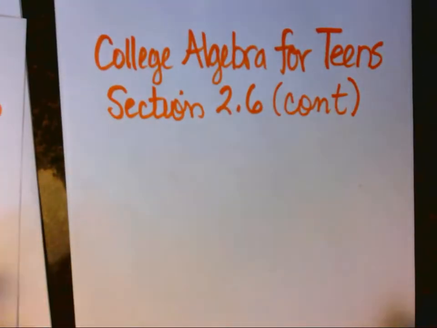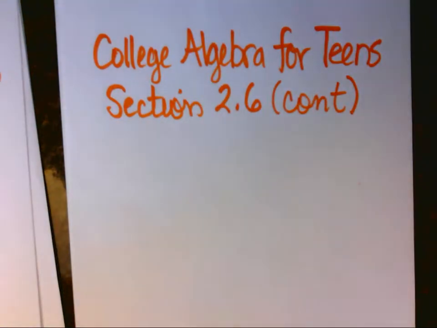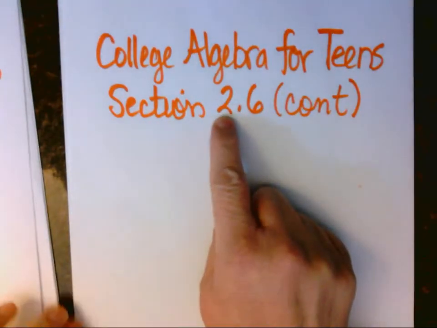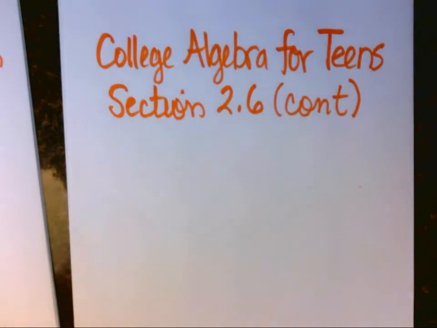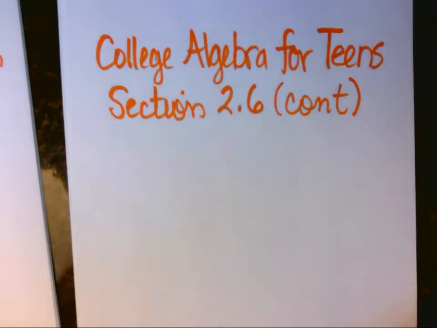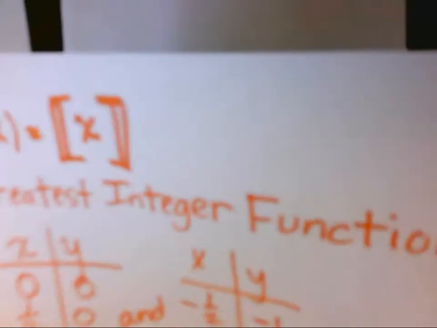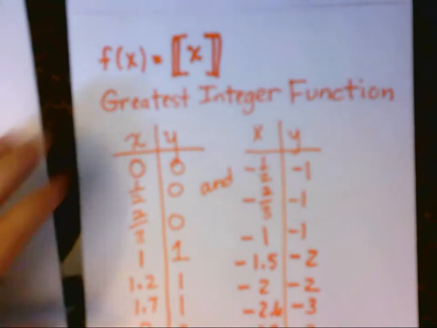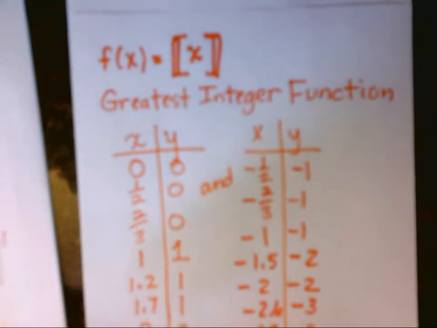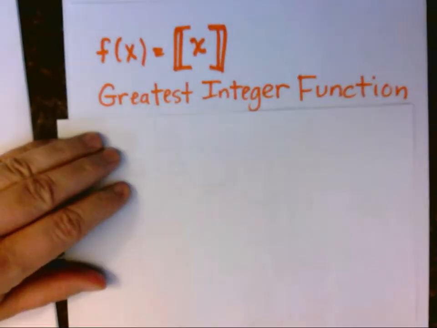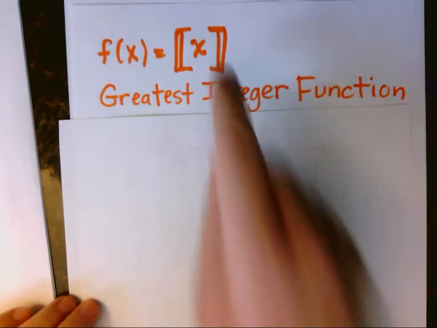Okay, let's get started. Today we're going to continue in College Algebra for Teens with section 2.6 with a final example on the greatest integer function. There is a problem with the printed notes for this section that were available for this class, and they did not type the symbol for the greatest integer function correctly. So where you have those little boxes, it should look like this.